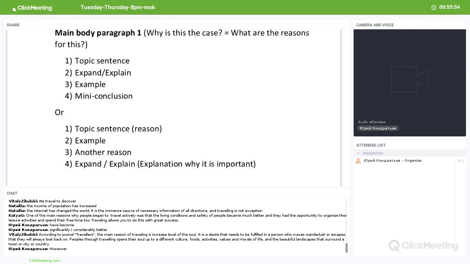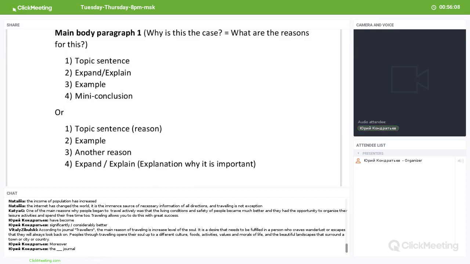Then, Vitaly, according to the traveler's journal. Then you give a name and then journal. The main reason for traveling is increased level of the soul. Doesn't sound very nice. What is it? How can you increase the level of the soul?